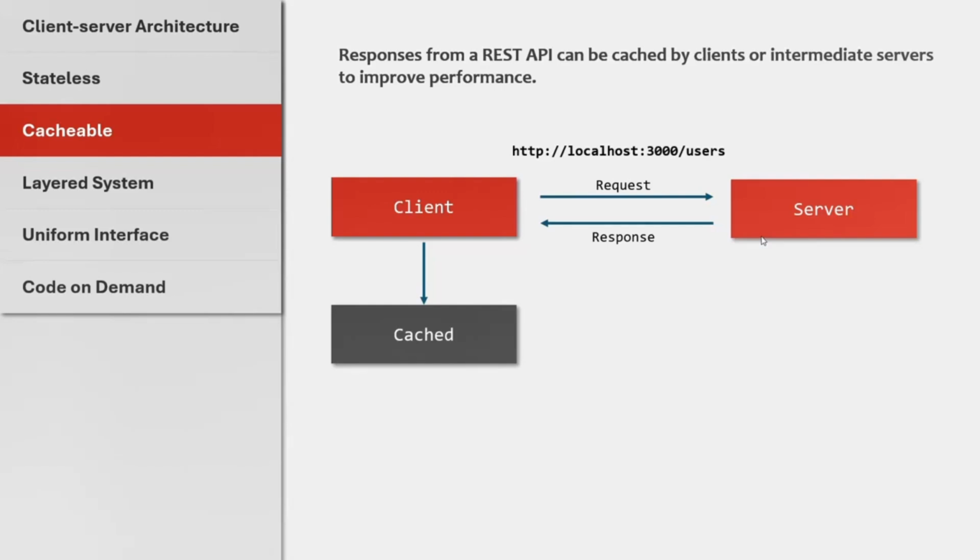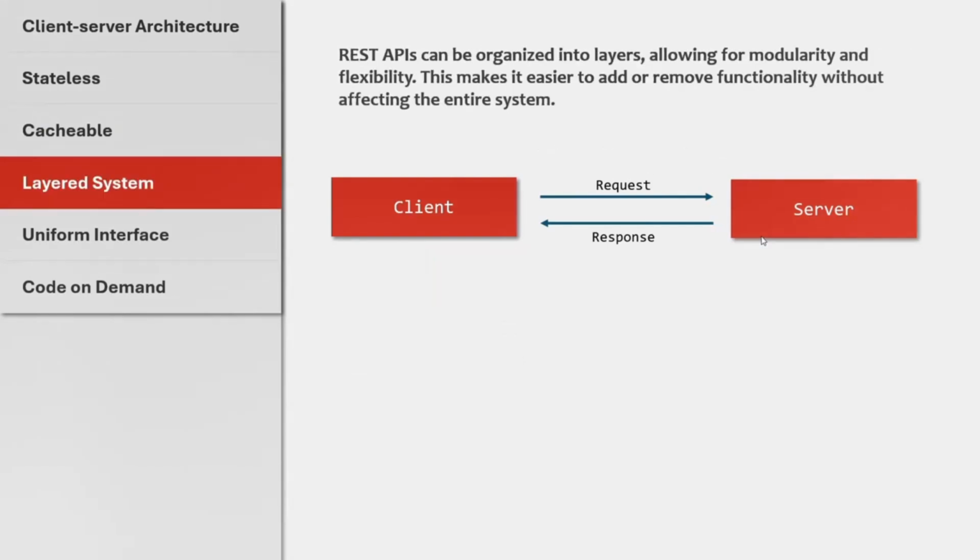Next principle is layered systems. So REST API follows a layered architecture. What this means is neither the client nor the server can tell whether the communication is happening with one particular application endpoint or many intermediate layers. Let's understand this with an example.